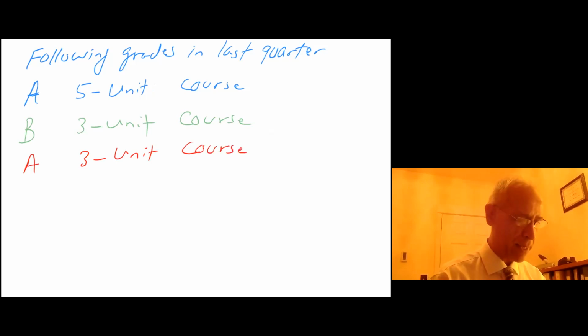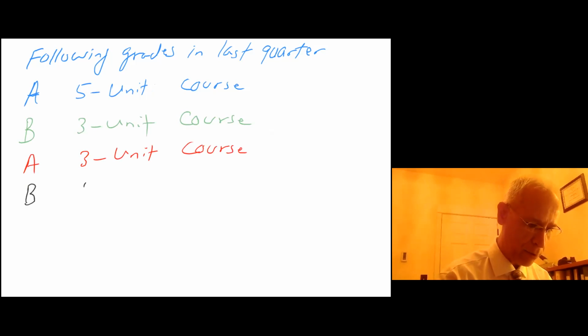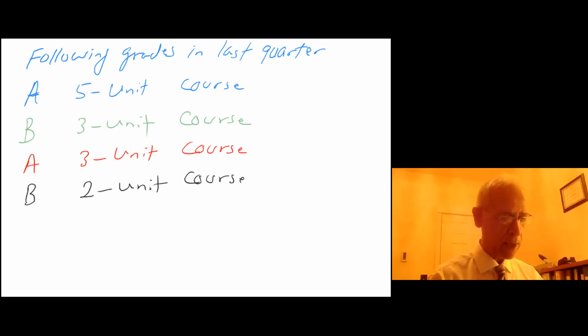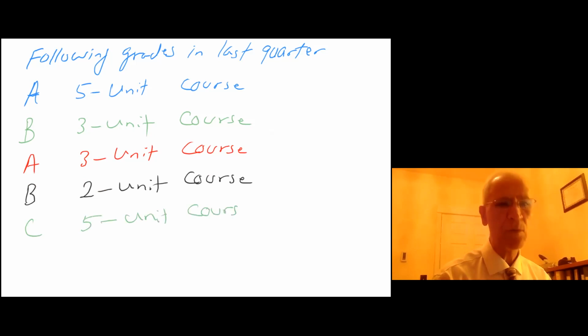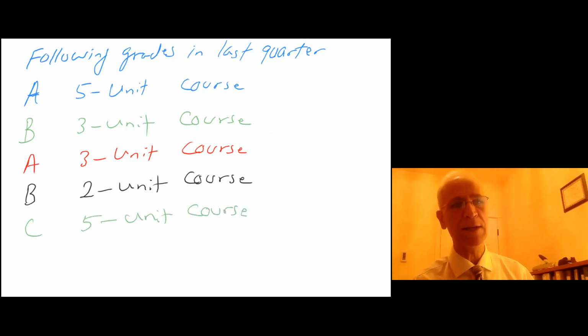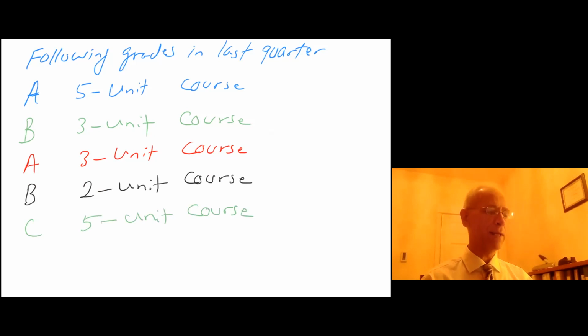Suppose you're getting a B in a 2-unit course. And finally, you're getting a C in a 5-unit course. What is your accumulated GPA? What is the weighted average of all this?